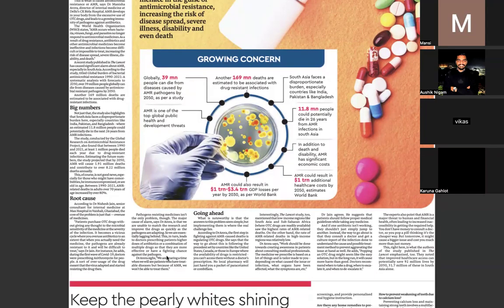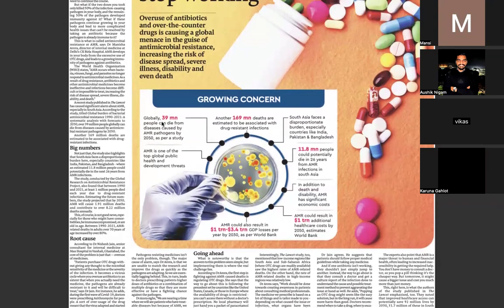So that should be implemented by all the states in India. And then in this case, we see like 39 million people can die from the disease. AMR is one of top global public health and development threats. इसके अलावा again making people more aware, जैसे fever होता है तो we tend to take Dolo या फिर ऐसी medicines ले, but these are considered to be one of the most harmful medicines.